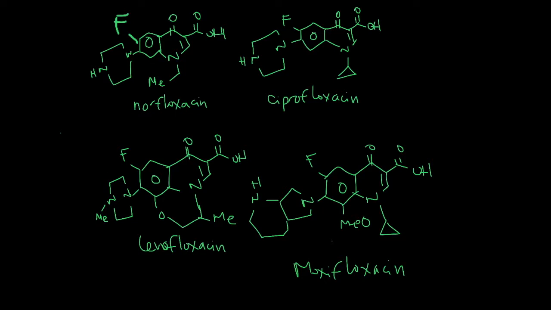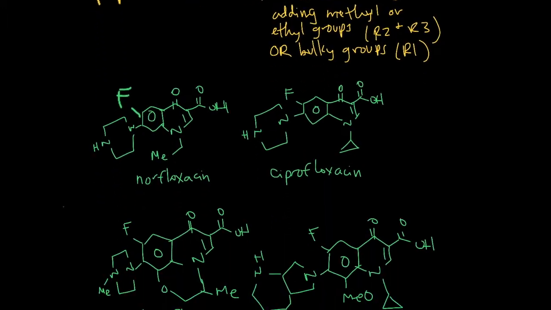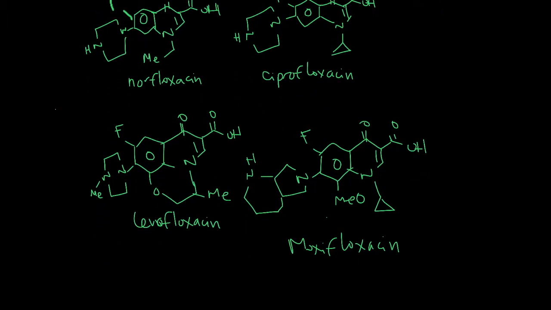However, while increasing the spectrum of activity, you increase target binding at GABA receptors, which increases CNS side effects. So, the way you can counter that is by adding methyl or ethyl groups at the left side of the molecule. If you see methyl or ethyl groups at the R2 and R3 position, you can decrease the GABA receptor binding, which decreases CNS side effects.